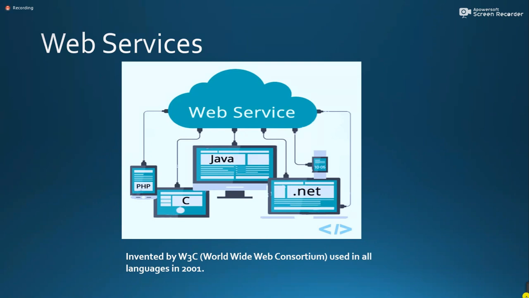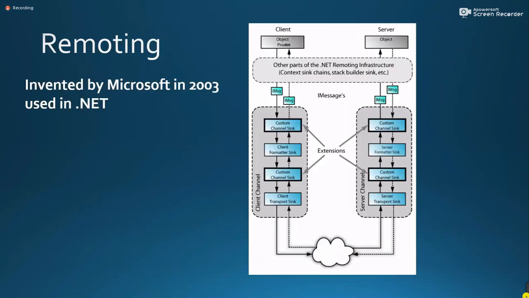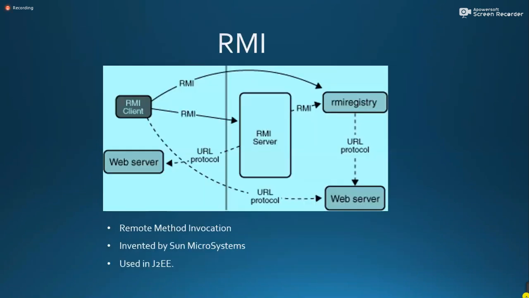Everyone knows web services. Web service is not just for one technology. Every technology uses web services, and web service is a distributed computing architecture, a distributed computing technology. And remoting is invented by Microsoft and used in .NET. Technically, these are all different distributed computing technologies.